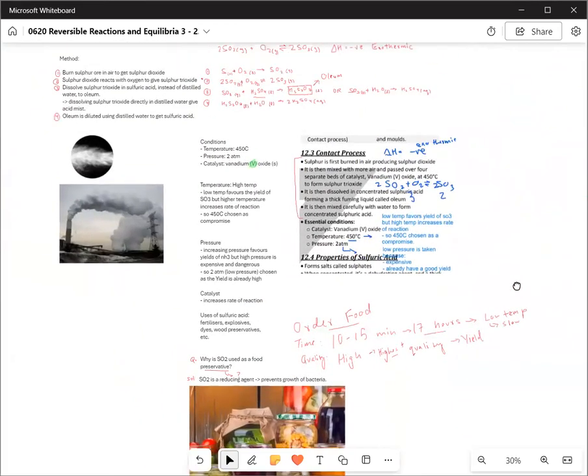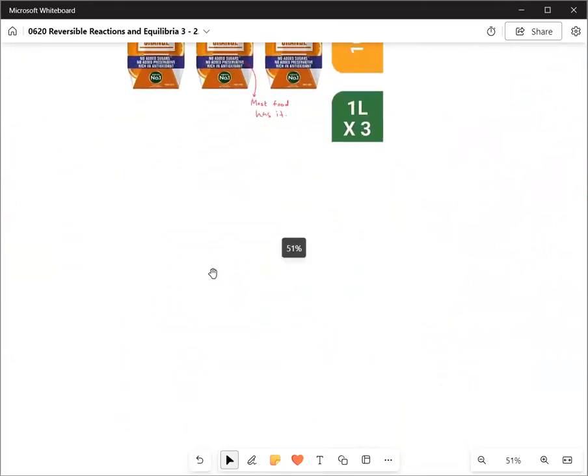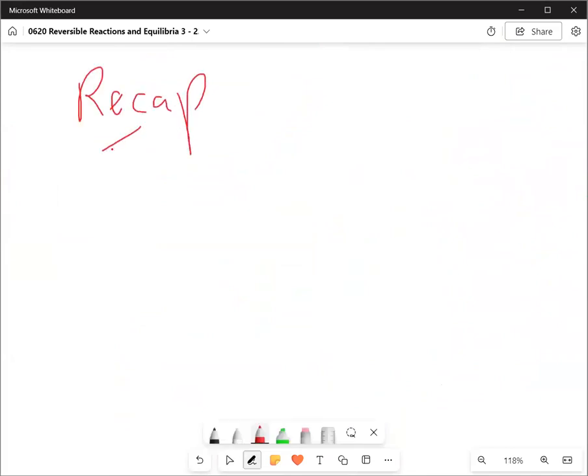Tiberia? No questions, all right. Okay, recap. What did we study today? The Haber's process and the contact process. Any details you would remember from them? Anything important which you think? The conditions. The conditions are very important.